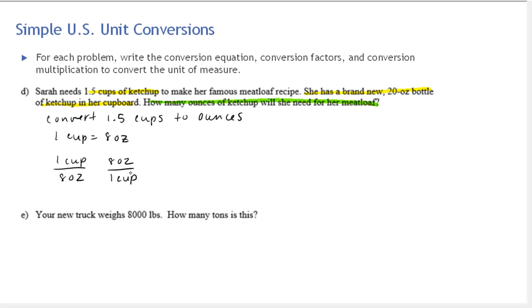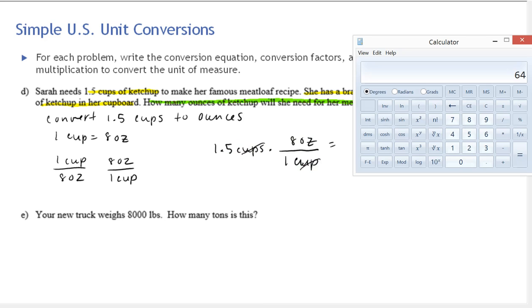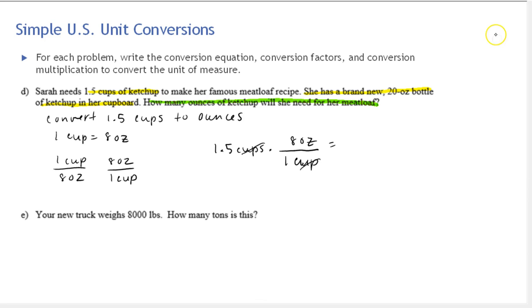Now we'll see which. We want to start with 1.5 cups, and we want to change it to ounces, so I'm going to put my multiply, get my fraction. I want the cups to cancel, so I want the cups in the denominator and the 8 ounces in the numerator. Double checking that my units are canceling. Notice we're going to be left with ounces. So we want 1.5 times 8, which is 12 ounces. Okay, so she'll need 12 ounces of ketchup for her meatloaf, so it looks like she has more than enough in the bottle.